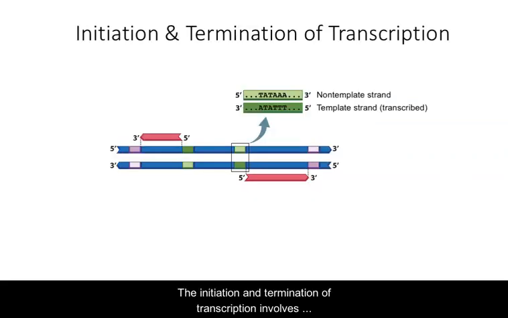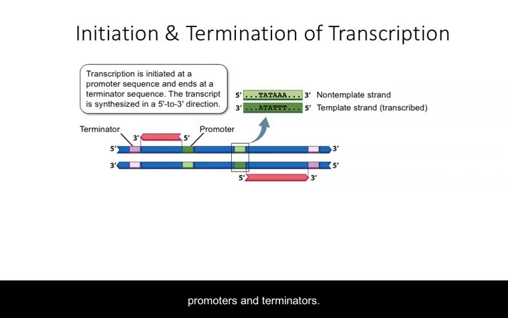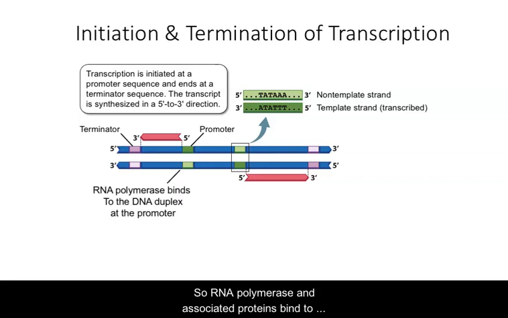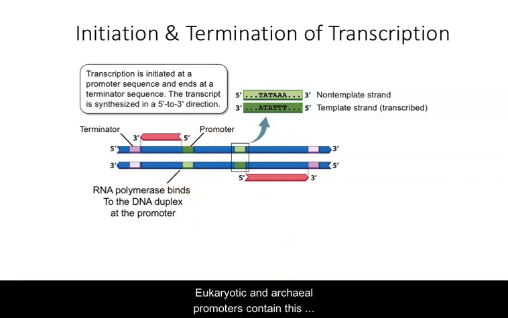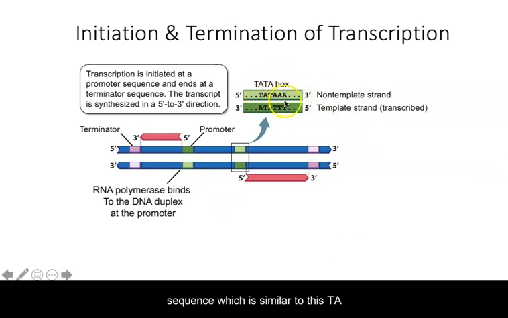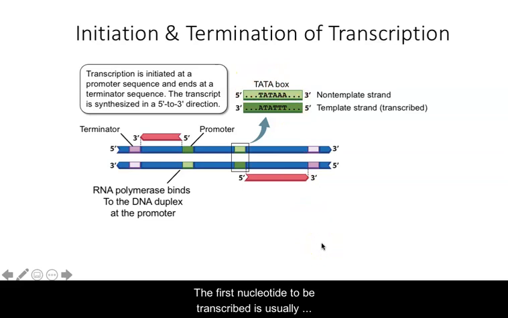The initiation and termination of transcription involves promoters and terminators. So RNA polymerase and associated proteins bind to the DNA duplex at the promoter region. Eukaryotic and archaeal promoters contain a sequence which is similar to TATAAA, and that's known as the TATA box. The first nucleotide to be transcribed is usually positioned about 25 base pairs from the TATA box.